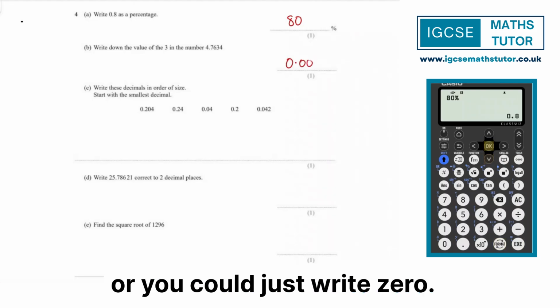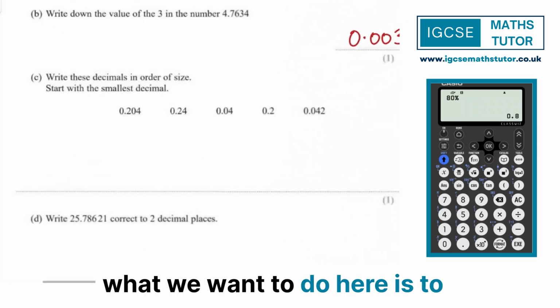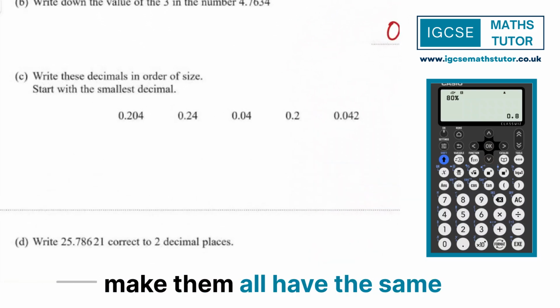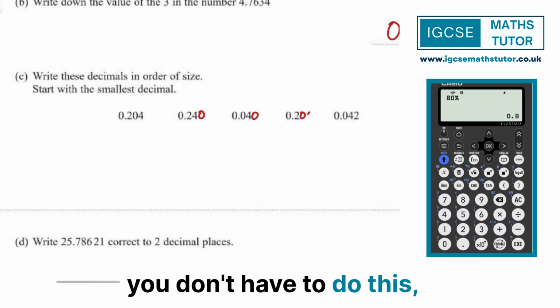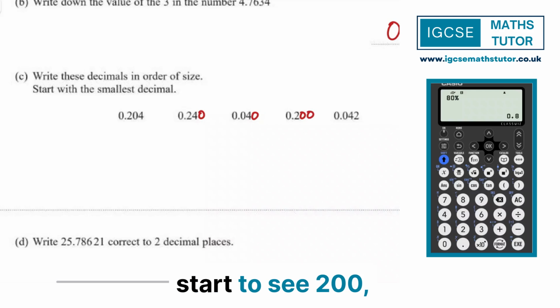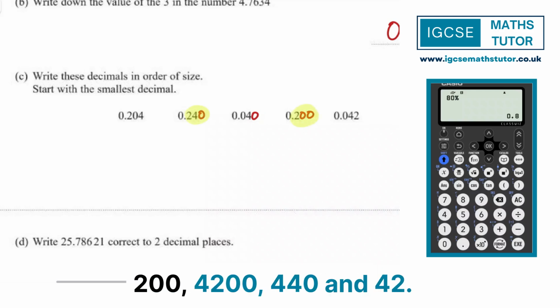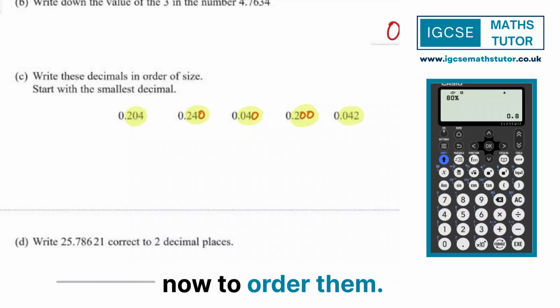If we're ordering decimals, what we want to do here is to make them all have the same number of decimal places. I mean, you don't have to do this, but this is one way of doing it. And then our brain will start to see 200, 240, 204, 40, and 42, and it should make it easier now to order them.